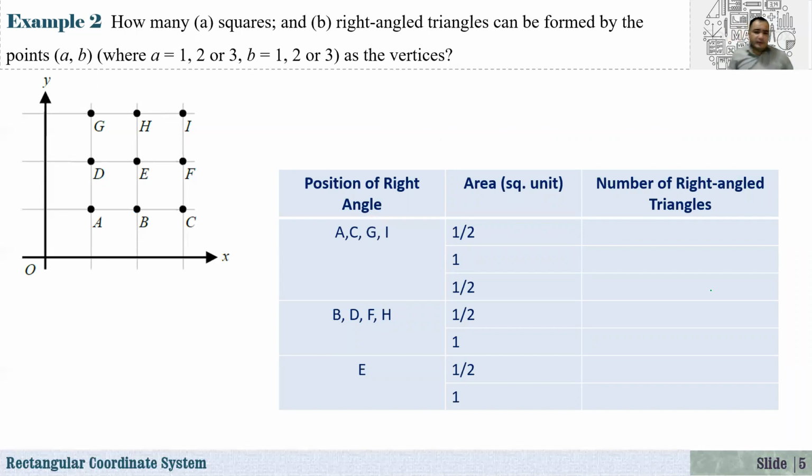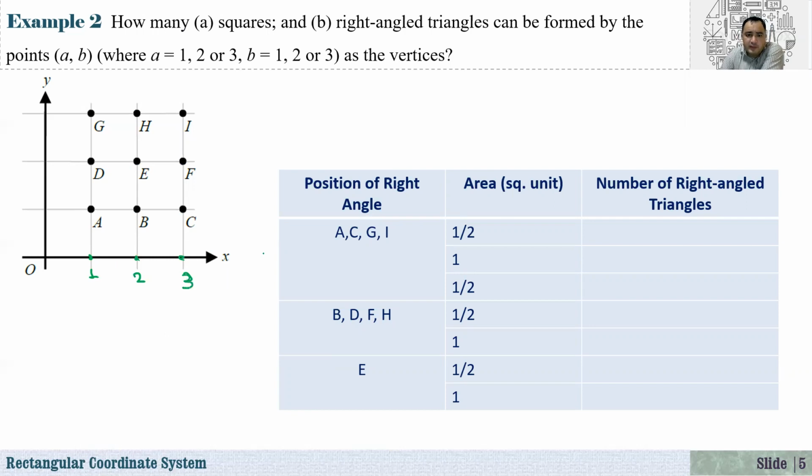We have two questions here. Question A, how many squares, and question B, how many right angle triangles can be formed by using the points (A, B), where A is equal to 1, 2, or 3, and B is equal to 1, 2, or 3, as vertices. So suppose that the x-axis represents our A, so it can be either 1, or 2, or 3.